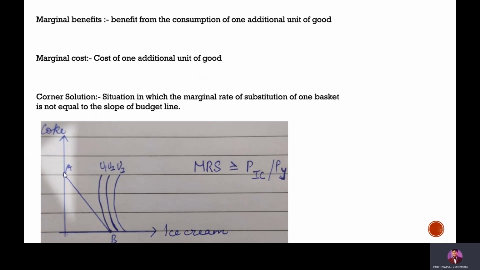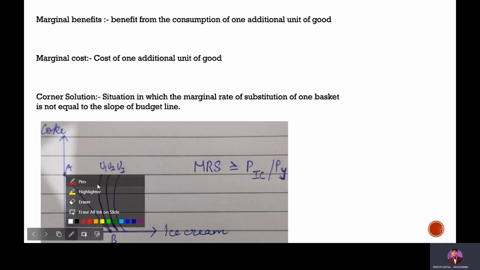At that point, my purchases of Coke would be 0, which on the x-axis would be somewhere here, and say my units of ice cream are 10, so (0, 10) would be this plot, and then it would be (0, 12), (0, 15), things like that. So here the MRS would be either equal to or greater than the slope of the budget line.